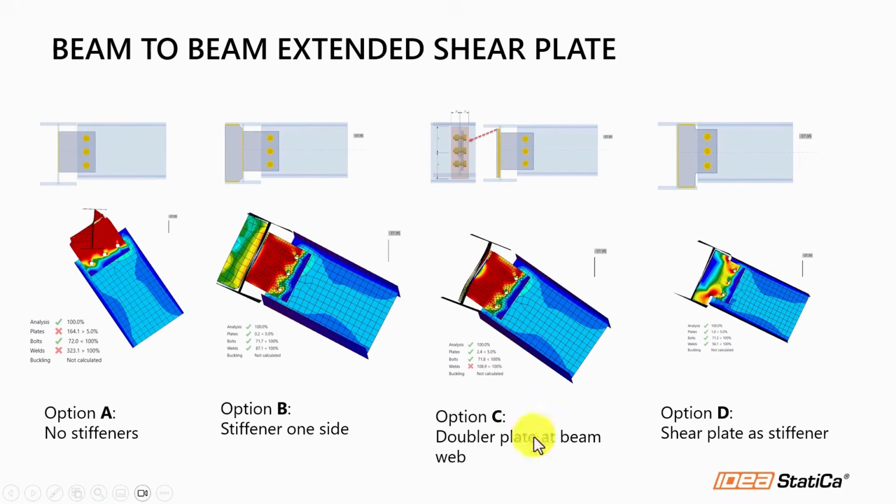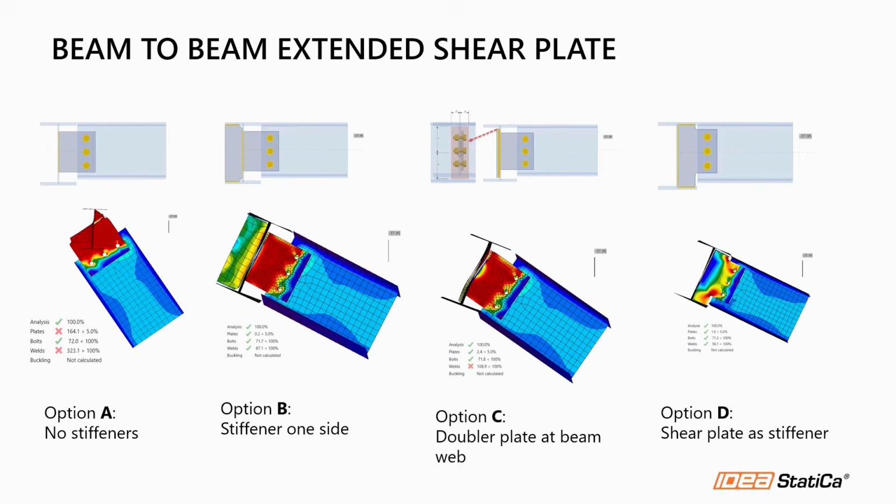Then option C has a doubler plate at the beam web, so that is a welded plate on the web of the support beam. And option D is a shear plate that is working as a stiffener because it's welded all around the supported beam. In all the models, I applied the same load, okay? But they have different stiffener configurations.